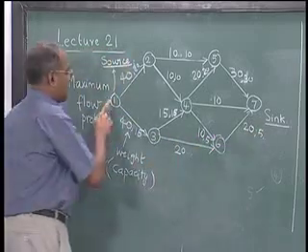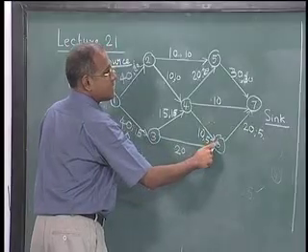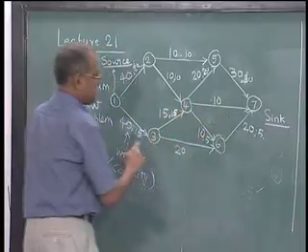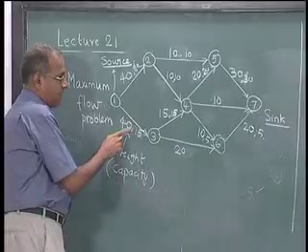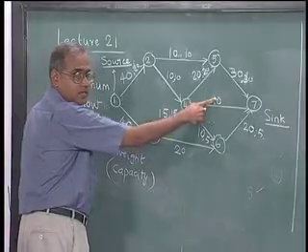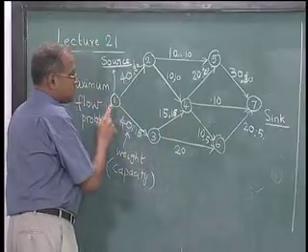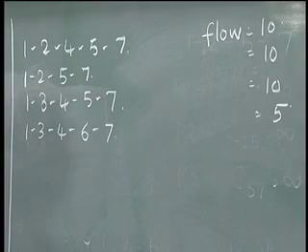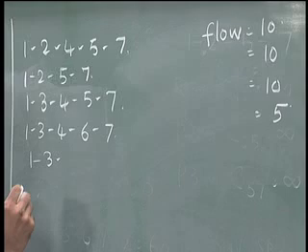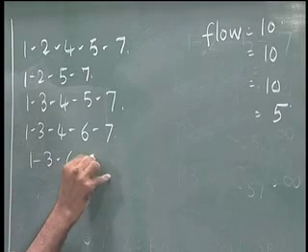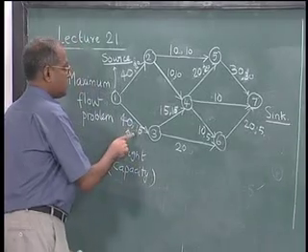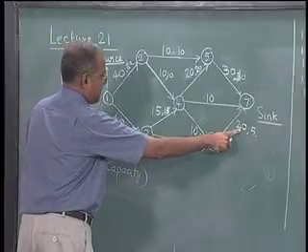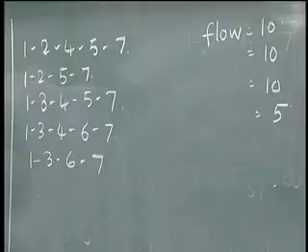Now, the last one that we will look at is 1 to 3, 3 to 6. We could do 1, 3, 4, 7 which is also available, but this is 25, this is 0, this is 10. So, we cannot send anything through 1, 3, 4, 7. So, we look at 1, 3, 6, 7. So, this gives us a balance of 15, this is 20 and this is 15. So, we have another 15 that can be sent.